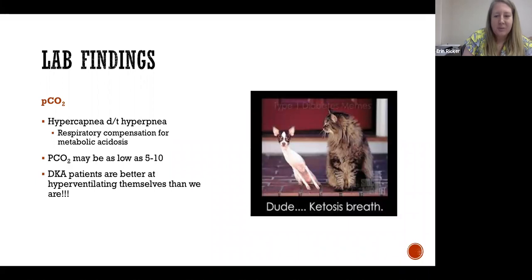I've had transport nurses just insist that they are working so hard to breathe that they need more support. Typically, these patients are going to be better at hyperventilating themselves than we are. So just expect that these patients are going to be breathing fast and have really low CO2s as they present.